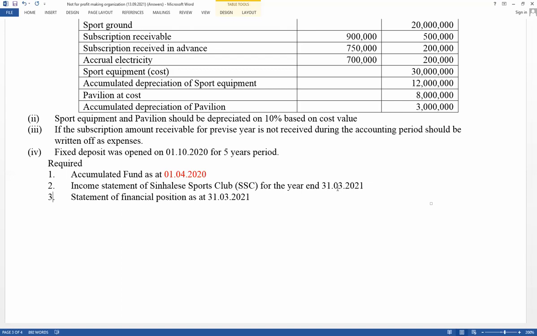Then හොඳට බලාගෙන ඉන්න කොහොමද ගාන හදන්න කියලා. This is the way you have to prepare the format. From the beginning, you have to prepare the format to calculate accumulated fund as well as profit and loss should be calculated. For that, you have to prepare income statement. Therefore, this is the way you have to calculate accumulated fund.